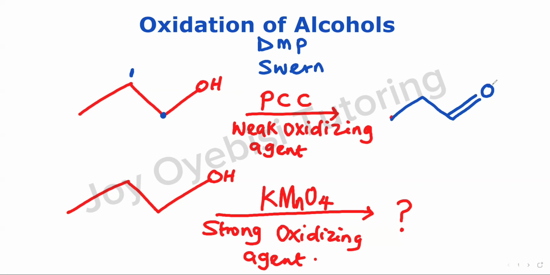So this same primary alcohol, if it reacts with a strong oxidizing agent instead, an example of a strong oxidizing agent would be potassium permanganate, KMnO₄, or chromic acid, which is H2CrO4. Another example is potassium dichromate, which is K2Cr2O7. These are typical examples of strong oxidizing agents. So when this primary alcohol reacts with a strong oxidizing agent, the product would be carboxylic acid.